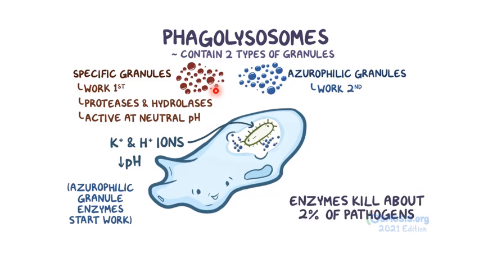Now, you have the two processes going on here: enzymes that are working at neutral pH, and then the other enzymes that start working at acidic pH. And still, with all of these enzymes getting activated, how much of the pathogen have you killed so far? Less than 2%. So this is not very effective, like at all. So you need to have a better strategy of killing your pathogen that got engulfed.